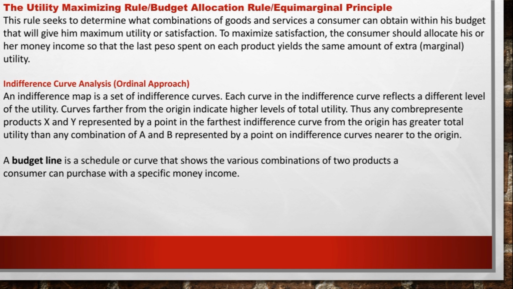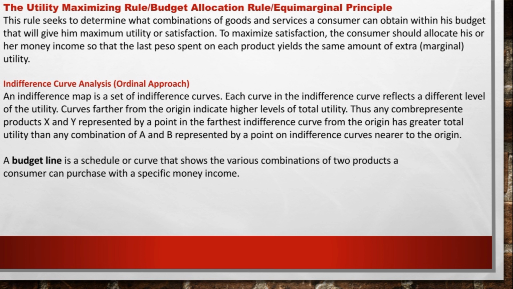Indifference curve analysis, the ordinal approach. An indifference map is a set of indifference curves. Each curve in the indifference map reflects a different level of utility. Curves farther from the origin indicate higher levels of total utility. Thus, a combination of products X and Y represented by a point on the farthest indifference curve from the origin has greater total utility than any combination of A and B represented by a point on an indifference curve nearer to the origin.